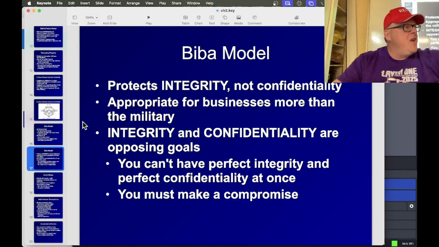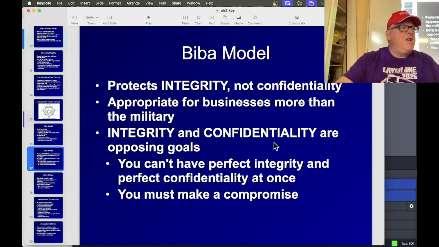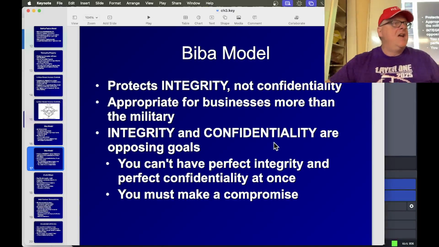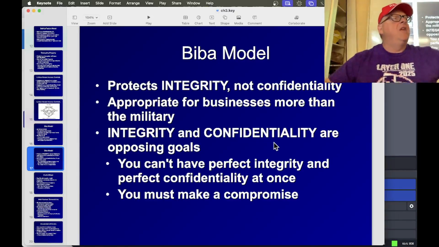You allow read up so people at low levels can read all the data. So integrity, and this is how they discovered the arrangement, integrity and confidentiality are opposing goals. You can't have perfect integrity and perfect confidentiality at the same time. And as you probably know from Security Plus, there are three things you need: confidentiality, integrity, and availability, and they all oppose each other. So you can never have a perfect level of all three.